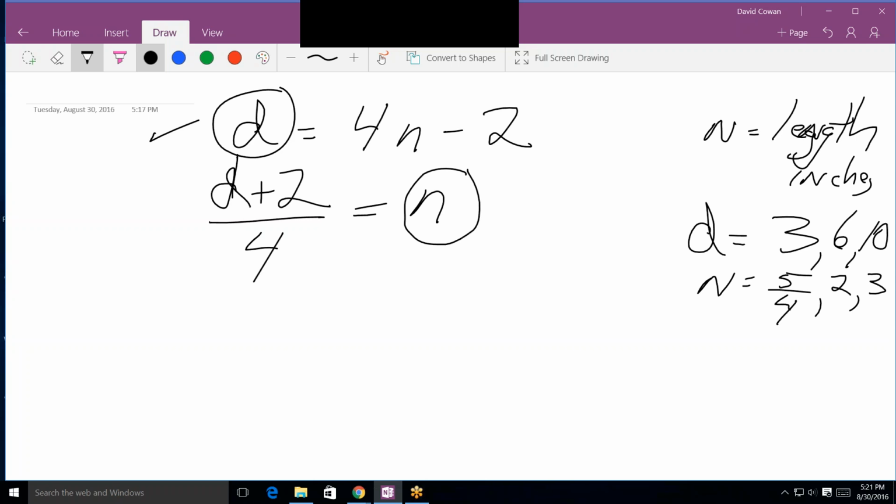So now, in this case, the length of n in inches doesn't have to be a whole number. So 5/4 is perfectly reasonable. That's 1 1/4 inches. 2 inches is reasonable, 3 inches is reasonable. But it's not like the last problem that was the number of ski trips. That has to be a whole number.